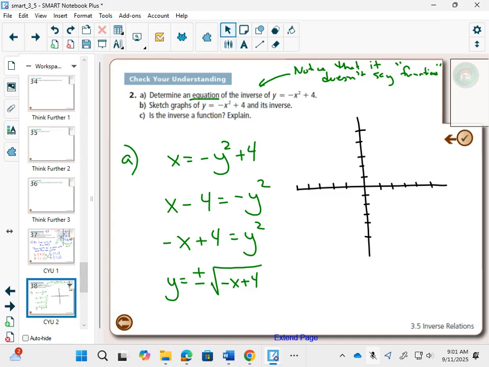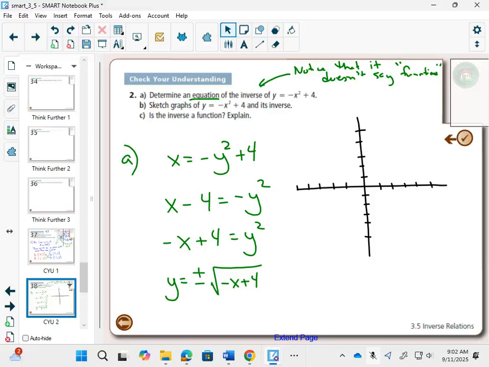Now we have the equations of both the actual equation and its inverse. Which looks easier to graph? The negative x squared plus 4 or the plus or minus square root of negative x plus 4? Probably go with the parabola, the negative x squared plus 4.